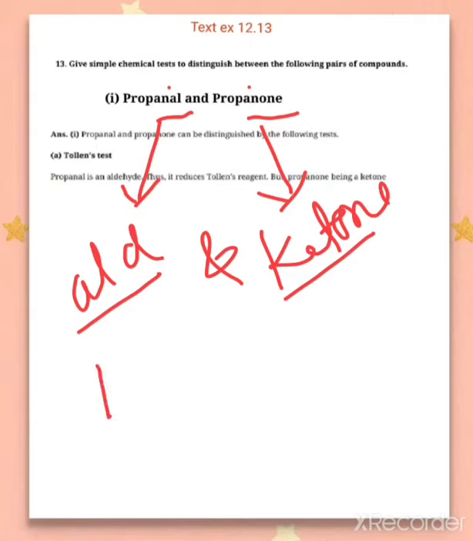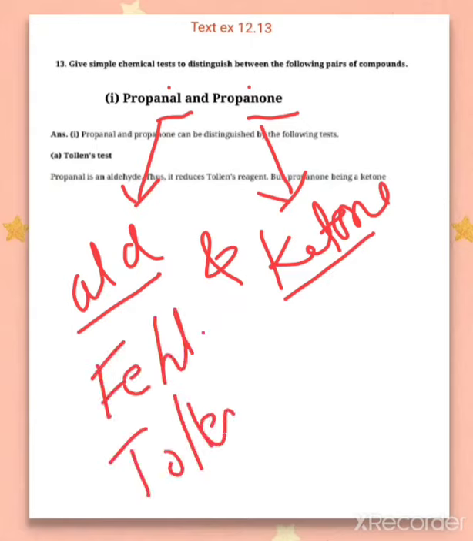That test is actually Fehling test, Tollens test. So these two tests you can remember when you want to distinguish between aldehyde and ketones. These two tests are important, that is Fehling test and Tollens test. So that means you can write any one of the tests. You can write Fehling test or Tollens test.